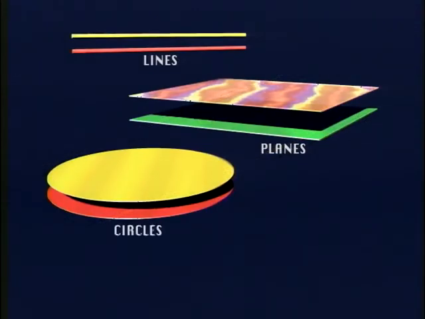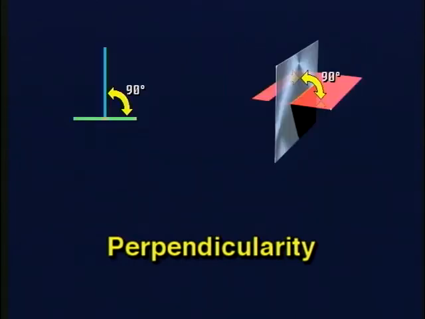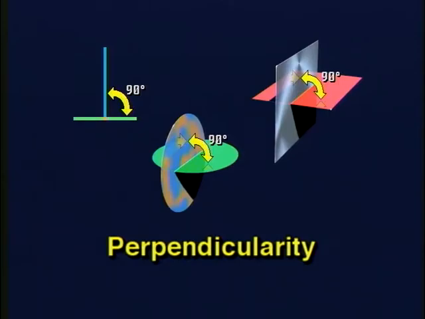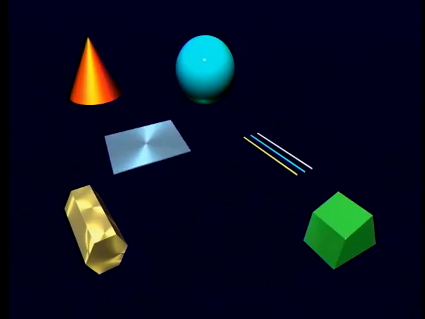Planes, circles, and other flat shapes can also be parallel if they are equally distant at all points and never intersect. Another type of geometric relationship is perpendicularity. Perpendicular features are oriented 90 degrees from each other, such as these 2 lines. Planes and other flat geometric shapes can also be perpendicular to each other. There are numerous other geometric shapes and relationships, some of which you will learn about during this training program.